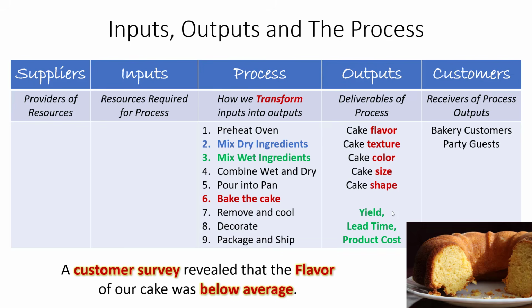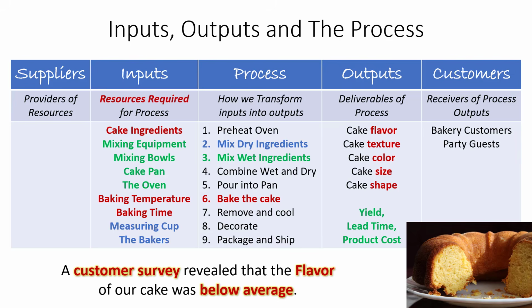The process is how you transform your inputs into your outputs. And so this is where you would pull up your procedure, your flow chart, and go, okay, we preheat our oven, we mix the dry ingredients first, we mix the wet ingredients next, we combine them, we pour them into a pan, we bake, we cool, decorate, and ship. That's our process, okay? You can also use the SIPOC diagram to define all of the inputs that you know affect flavor or affect one of your outputs.